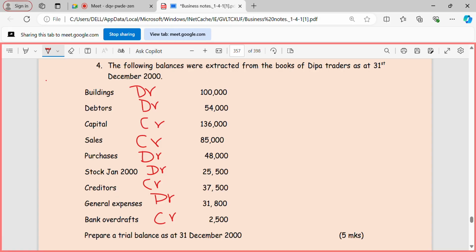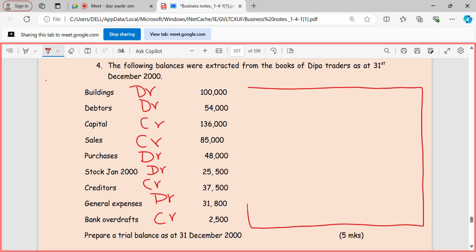Purchases, the opposite of sales. When you buy something, of course, you're increasing more in your shelves or in your store. So that is debit. Stock is an asset, that is debit. Creditors, as the name suggests, that is credit. General expenses, increase in expenses, we debit. Bank overdrafts are like loans. Fuliza is the best example of bank overdrafts. So those are debts, that is credit. So prepare a trial balance as at that date.